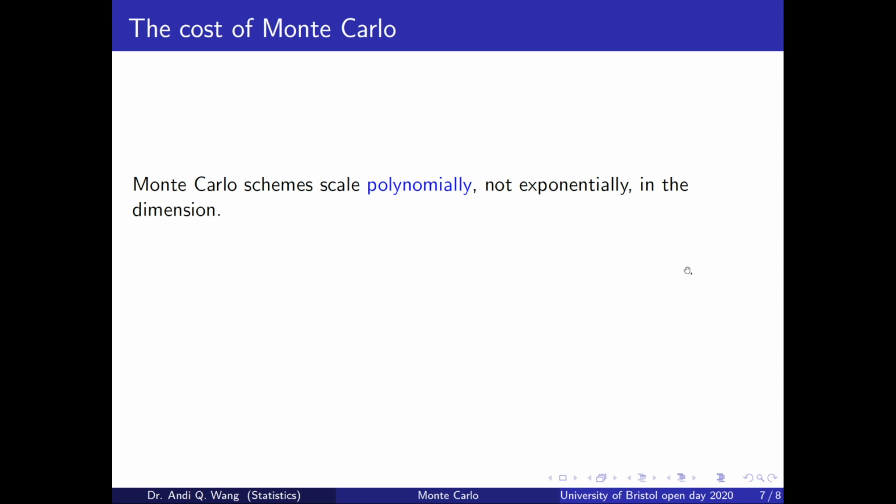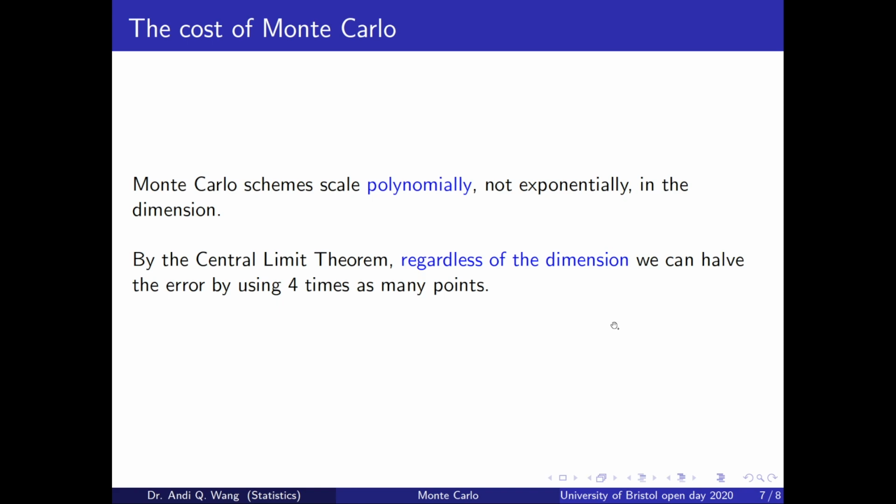Remember, we previously saw that the grid-based approach, the cost was exponential in the number of dimensions. It turns out that Monte Carlo schemes scale only polynomially, which is a cost that in practice we can afford. And furthermore, there's a theorem from probability theory called the central limit theorem that tells us that regardless of the number of dimensions, we can halve the error by using 4 times as many points. And that's true no matter how large the dimension is.